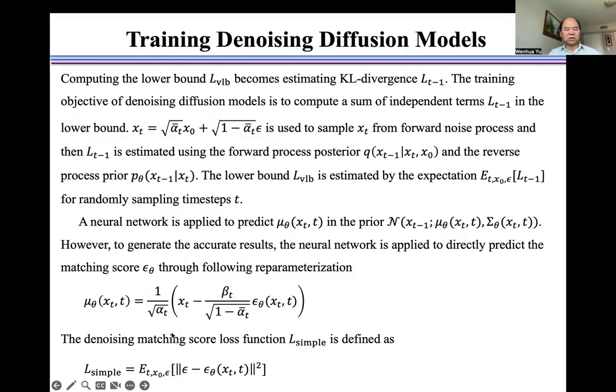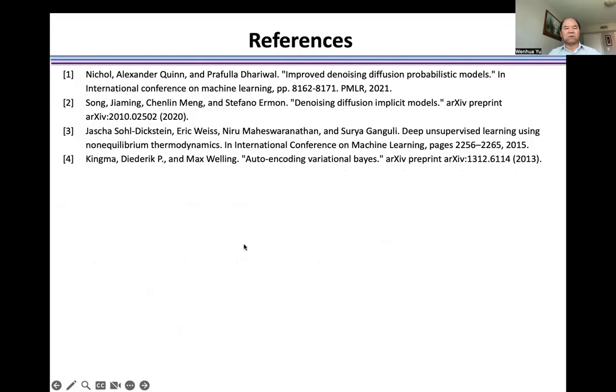The denoising score matching loss function L is defined as here. For more details, please check these references.